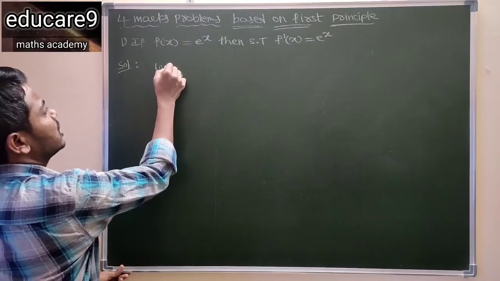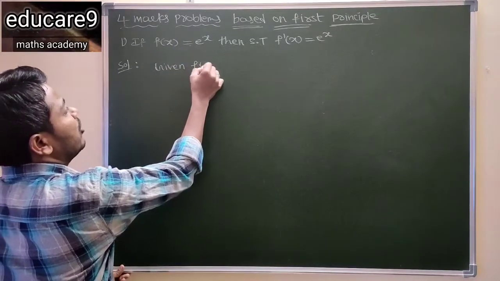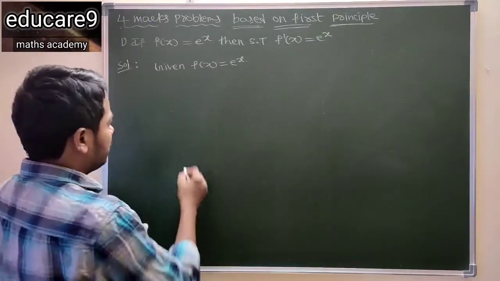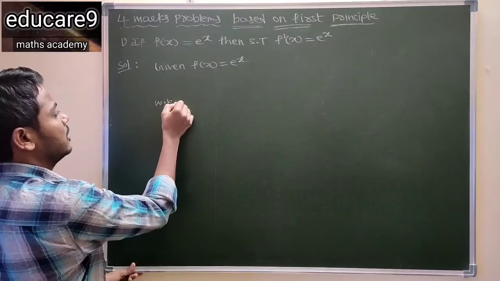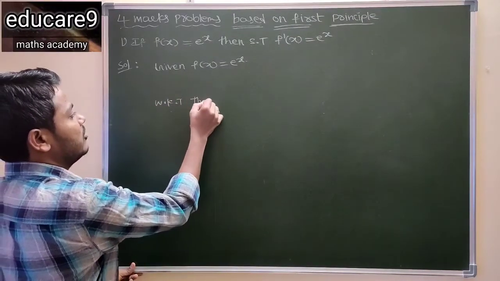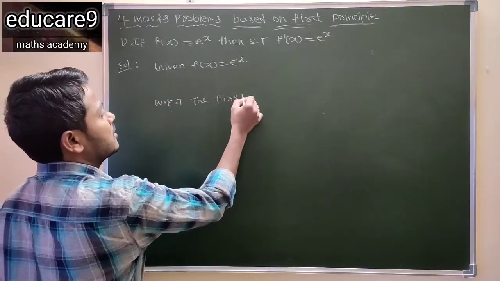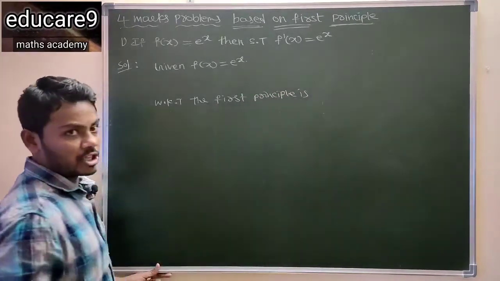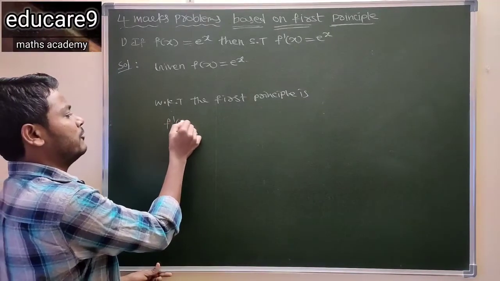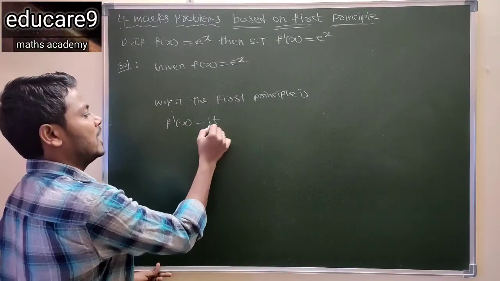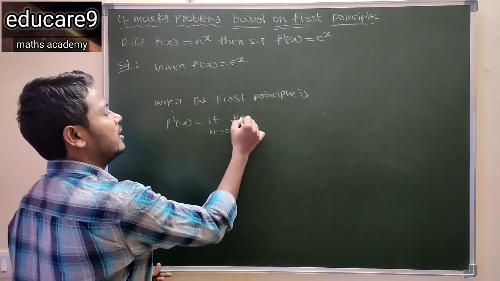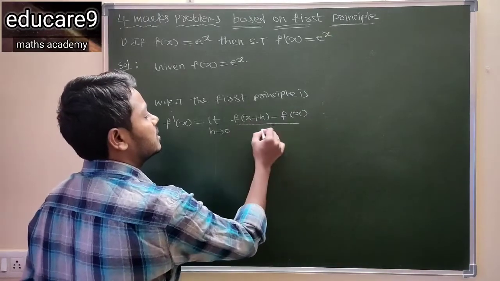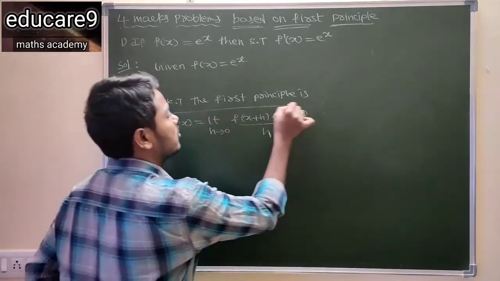So given the function, what is f of x? E power x. You know that the first principle is: what is the first principle? f dash of x is equal to limit h tends to 0 of f of x plus h minus f of x, by h. So this is the first principle.